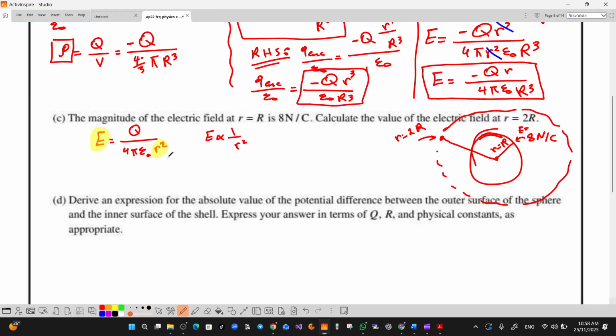Now, since we have doubled the distance, let's apply the factor of change. What will happen to the electric field if we double the distance? So the Q remains the same, the 4 remains the same, the pi and the epsilon 0 too, only R has been changed into doubled. So the factor is 1 over 4, which means the new electric field is 1 over 4 of the old electric field. Now, the old electric field is 8, and 1 over 4 times 8 is equal to 2 Newton per coulomb.